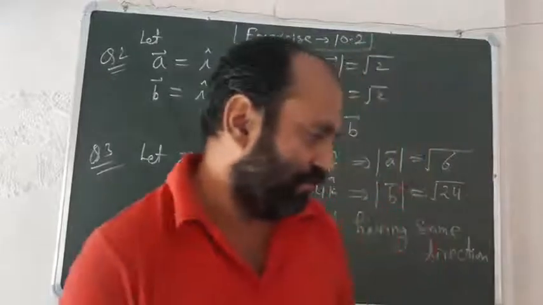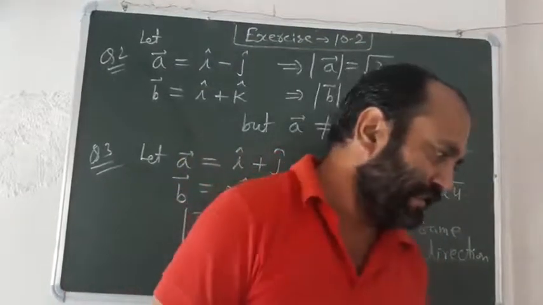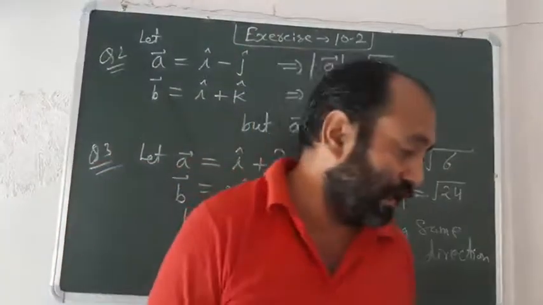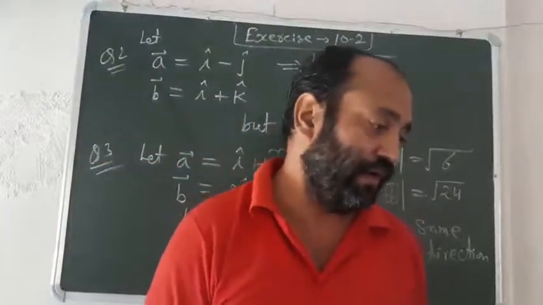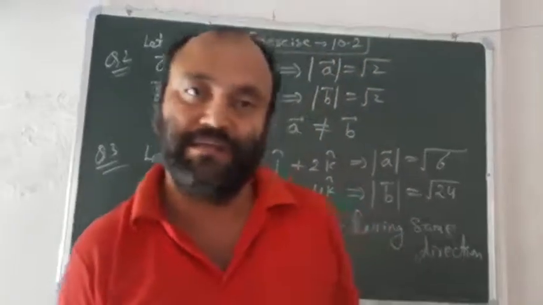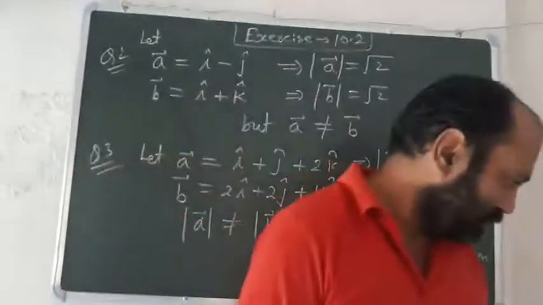Next, question number 4 is very easy. You have to find the values of x and y so that the two vectors are equal. Equate 2 to x and 3 to y. So your answer will come.